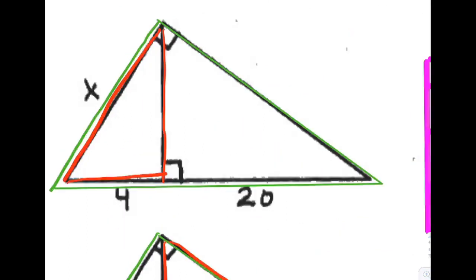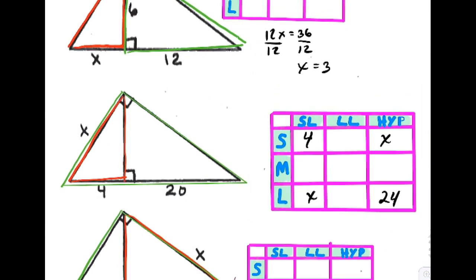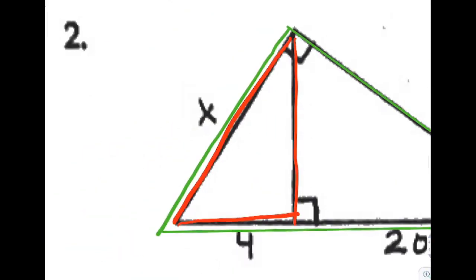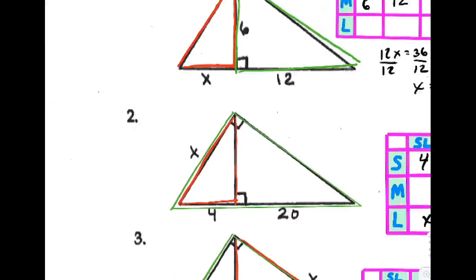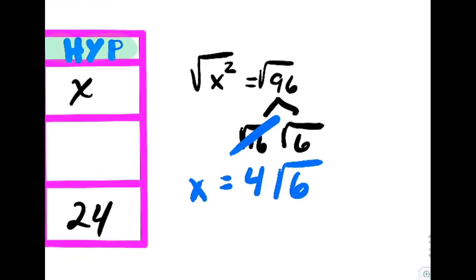So the next one, again, same thing. Oh, we did this one in class, so I'll just put it back up there. It was a small, as you can see, and a large. We had nothing really to do with the medium at all. The short leg of the small was 4. The hypotenuse was x. The short leg of the large was x, and the hypotenuse was 24. So it's x squared equals 96. 96 breaks up into 16 and 6, radical 16 and radical 6. And then x equals 4 radical 6. Exactly, 4 radical 6. Good.